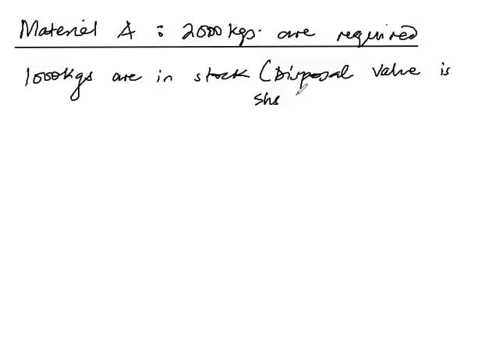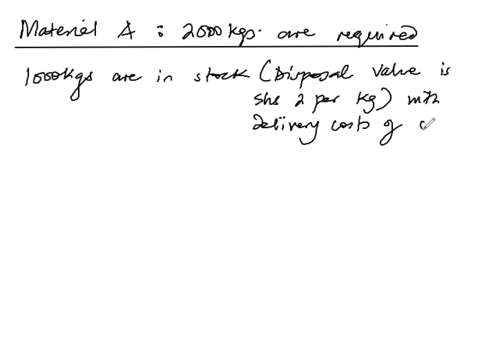Their disposal value is shillings 2 per kg, with delivery costs of shillings how much? Let's try to find out. No, 300. With the delivery cost of shillings 300. Remember, they have no alternative use.